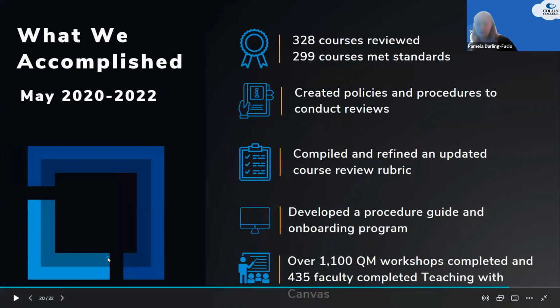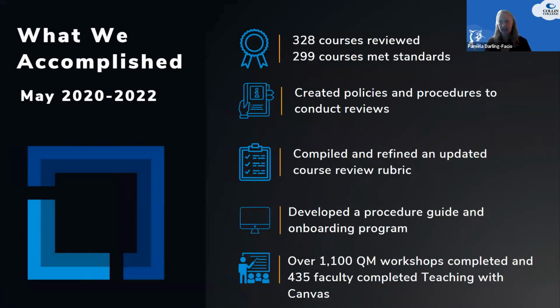So over that time frame, the last 2 years, we've accomplished a lot. We had 328 courses that were reviewed, almost 300 met standards. In June, we had 1 meet standard, so now we are at the official 300 mark, but I wanted to keep May to May. We generated and created policies and procedures on how to conduct these reviews.